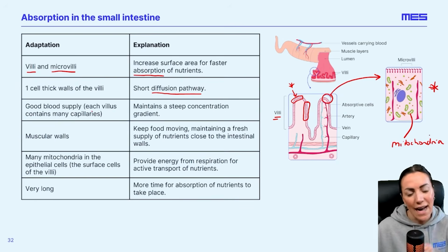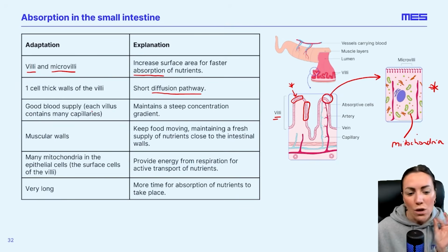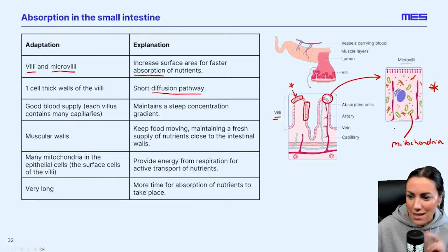Now, we haven't covered active transport yet in this video. It's coming up shortly. But sometimes nutrients do need to be absorbed by active transport. If there's a lower concentration in the small intestine than in the blood, we're going to have to use active transport. So that requires energy from respiration. Makes sense as to why we'd have many mitochondria. Mitochondria is the site of respiration, so it will release or provide energy for the active transport of those nutrients.